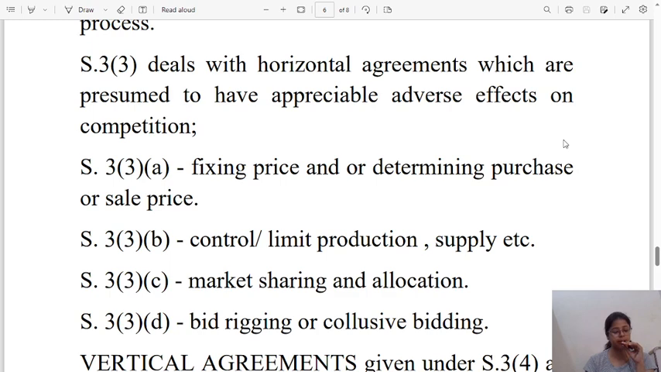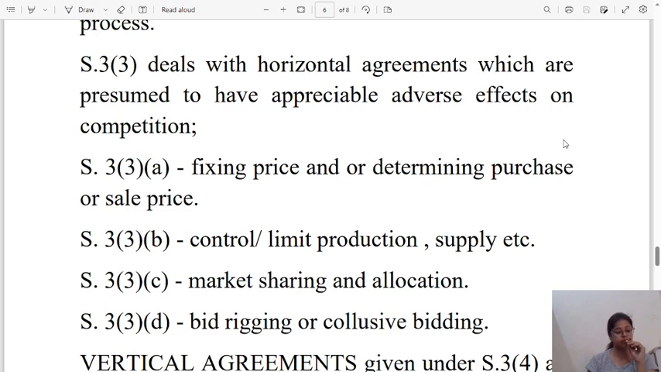The consumer ultimately suffers because he or she is forced to pay higher prices for a particular good or a service. Now in subsection B, you find controlling or limiting the production or supply. What would happen if production is controlled? Production is controlled, supply drops down, supply is less but demand is still high. So supply is less, demand is more. What would it lead to? It would lead to a scarcity, but this scarcity has been created artificially. This has been dealt under subclause B.